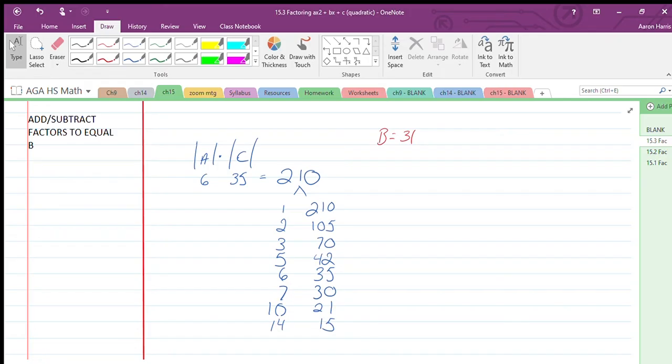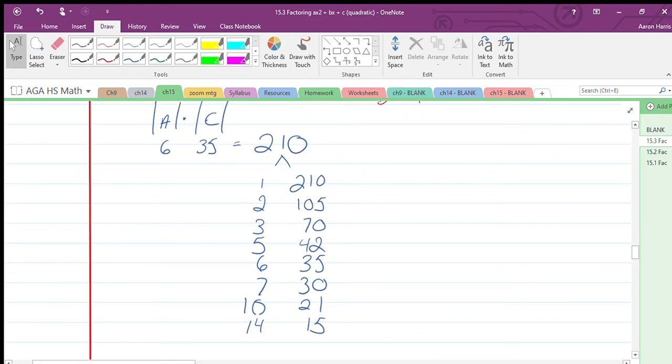So add and subtract factors to equal b. Okay, so here are all the factors that we found. 210, yes, it's a big number. So what am I going to do? I'm going to put these equal signs right here for every set of factors that I have. And now, what do I have to take into consideration? Well, C was what? Positive. B was also what? Positive. So that means all of these factors are what? Positive numbers. Okay. Since they are all positive numbers, I need to look at them as addition.